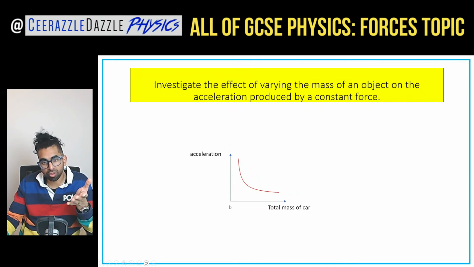You should obtain the following graph, that as you increase the total mass of the car, the more and more mass you add on top of the car, the acceleration will decrease. Don't forget, they are inversely proportional to one another. Yes, because a is proportional to 1 over m.